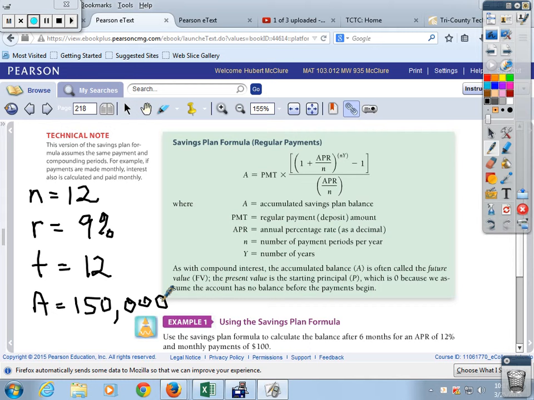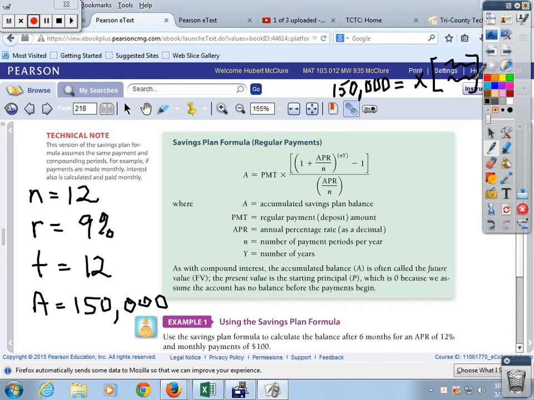So we're going to plug it in, but this time we don't have the payment. We have A, so that's going to be 150,000 is equal to, and we're going to punch in X times, and we're going to do all of that over here. We're going to do that right now. So I'm going to put that in right here, and we're going to put it right there.